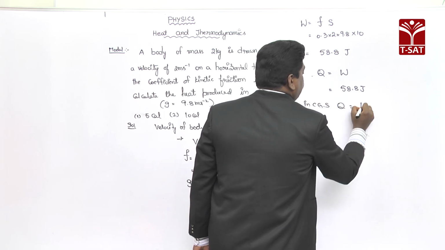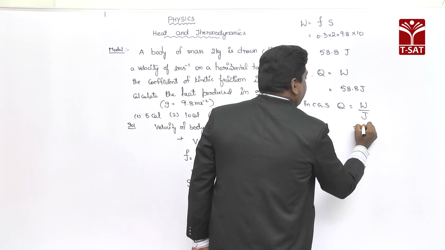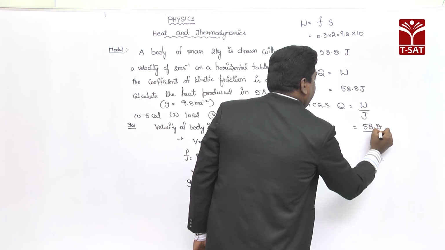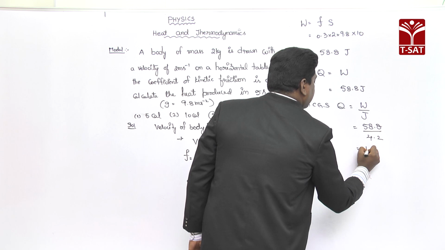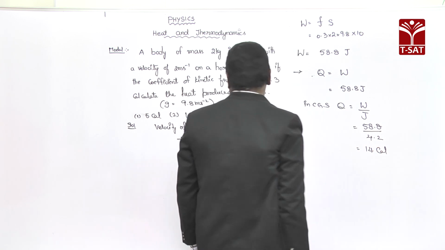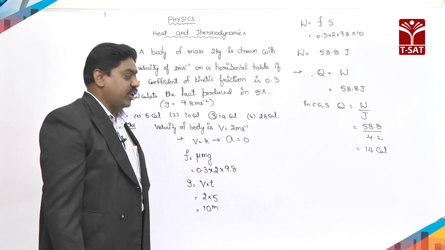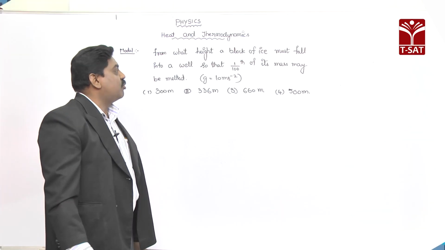Q is equal to W by J. Therefore, 58.8 by 4.2, which gives us 14 calories. Therefore, our option is 3. Now, let us take another model here.